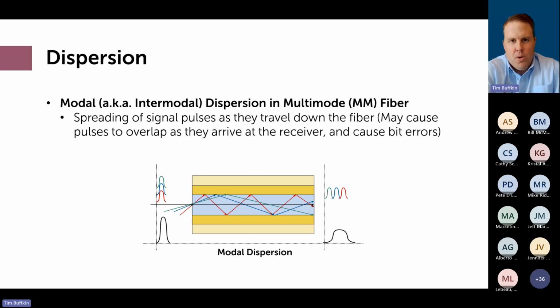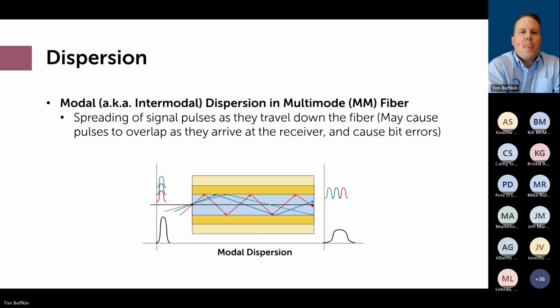So then you also have modal or intermodal dispersion in multimode fiber. So now this can be the spreading of signal pulses as they travel down the fiber as well. But now in this case with multimode fiber, because you can send multiple wavelengths down the multimode fiber at the same time, these are going to travel essentially at different speeds. But what can happen is, let's say you're sending three different signals down a multimode fiber. So your input is a code that reads AAA. Your next one is a code that reads BBB. The next one is a code that reads CCC.